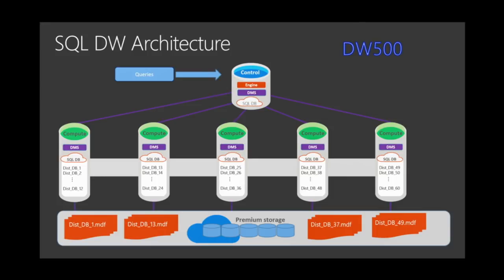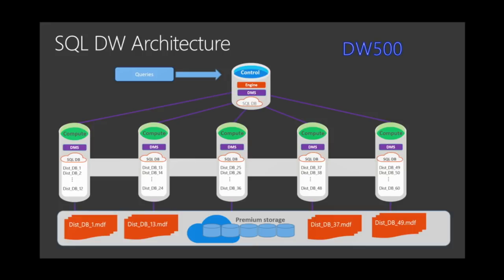So every time we need to fire up a new data warehouse instance, essentially we need to make sure we have the control. We need to have a minimum of one compute node, and these will attach to remote store. It's just regular blob store in Azure Premium Storage. So think of that as, in this case, DW 500. DW is how we measure performance. We call it service level objective.